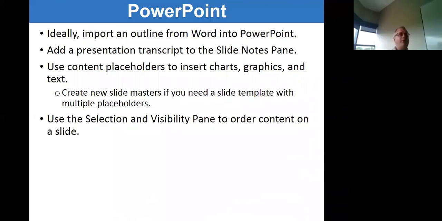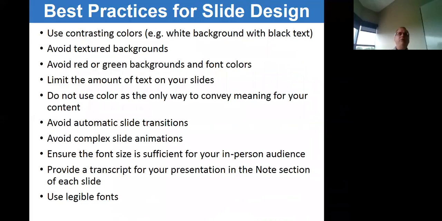And I do want to show you a couple of things here. We have time, so I'll show you some of the stuff I talked about. But I want to show you the selection visibility pane to order content on the slide, because that's something, well, unless you've seen it, you're like, I didn't know that thing existed. So I want to go into that. I don't think we need to go into all that. It's a horrible slide with too much stuff on it. But try to avoid anything automatic, like slide transitions, complex stuff, that kind of stuff. Don't use textured backgrounds, avoid red and green, that kind of stuff.